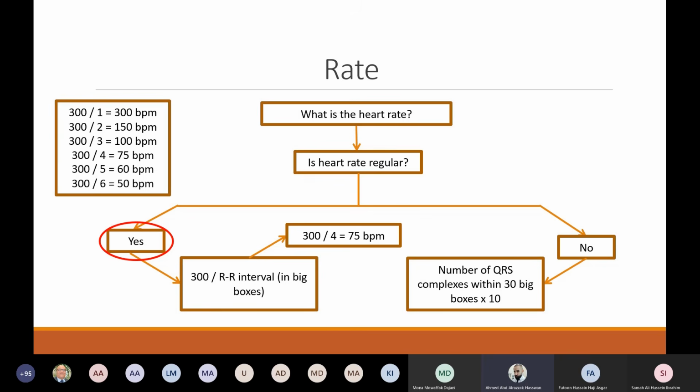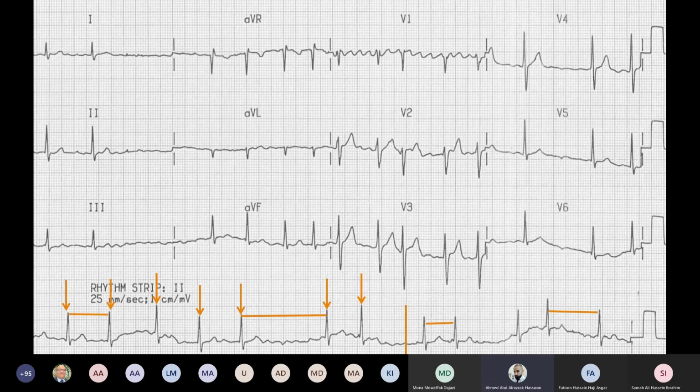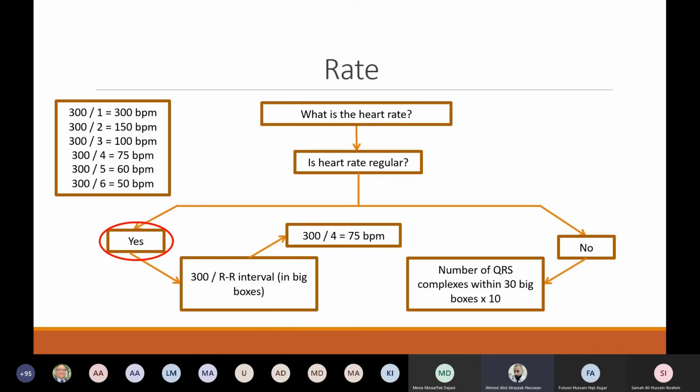to make you fast in the exams. Now let's take a look at this ECG. Clear? If it's regular, we just divide the 300 over the number of boxes between the RR complexes.